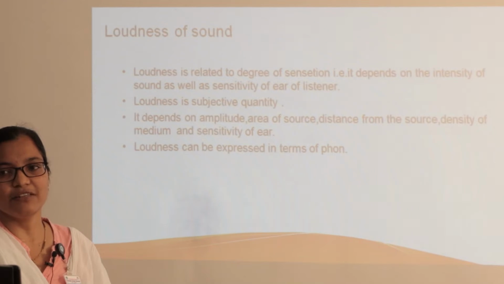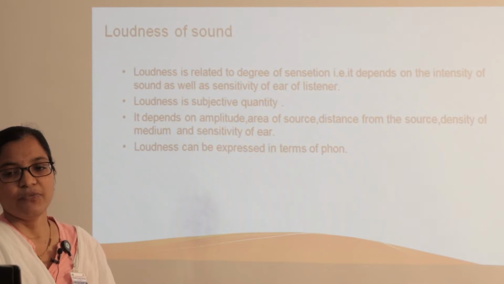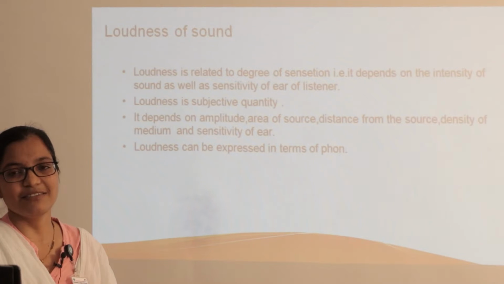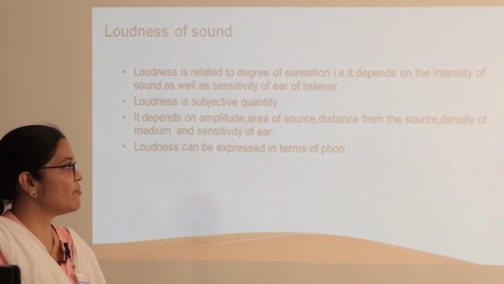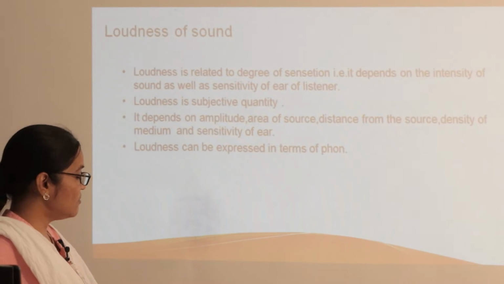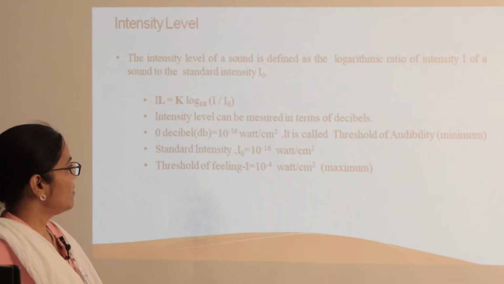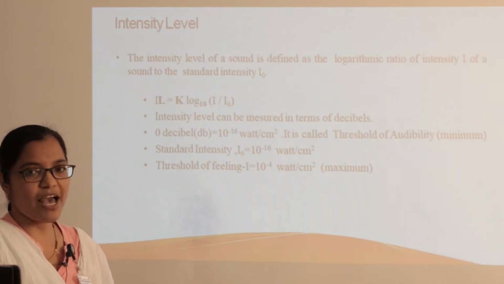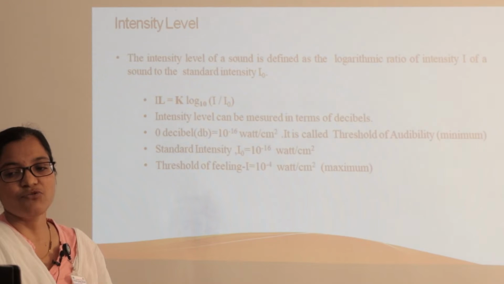So intensity level is nothing but the logarithmic ratio of intensity I of a sound to the standard intensity I naught. Here the standard intensity is taken as 10 raised to minus 16 watt per centimeter square. That is nothing but 0 decibel, or it is called the threshold of audibility, which is the minimum intensity that can be sensed by the human ear. Then the threshold of feeling is the maximum intensity that can be sensed by the human ear without pain.